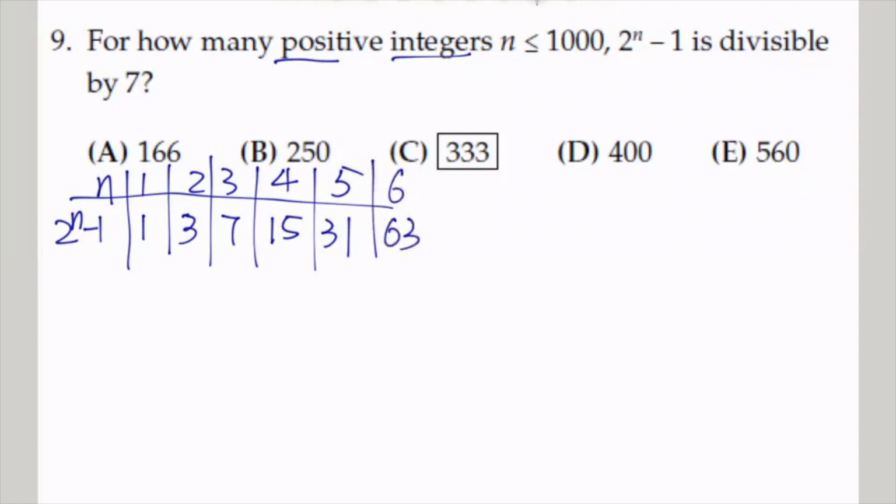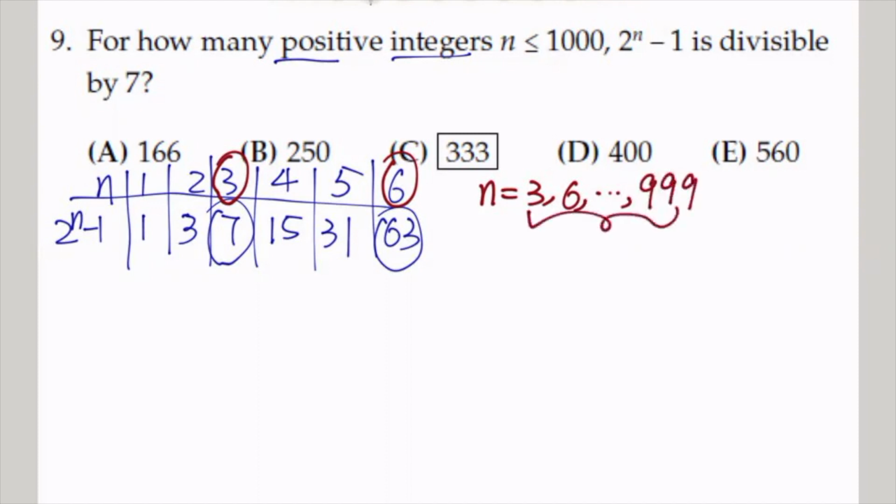We are looking for divisible by 7. So this is a multiple of 7. This is a multiple of 7. Correspondingly, we have n equals 3, n equals 6. We see a pattern. n needs to be a multiple of 3. n needs to be 3, 6, until 999. Altogether, there are 333 numbers. So it seems that the choice should be C. Now let's confirm it by using modular arithmetic that we introduced in problem 5.